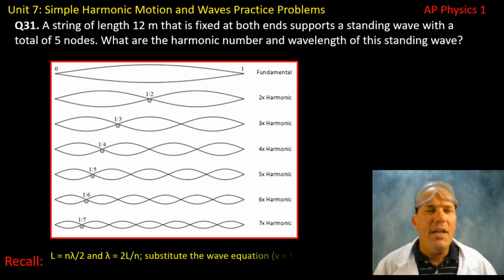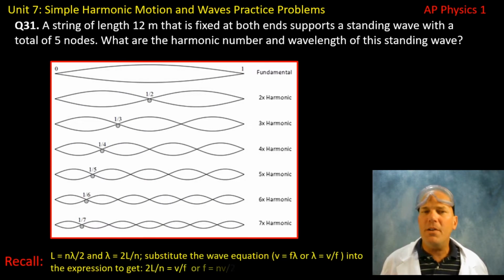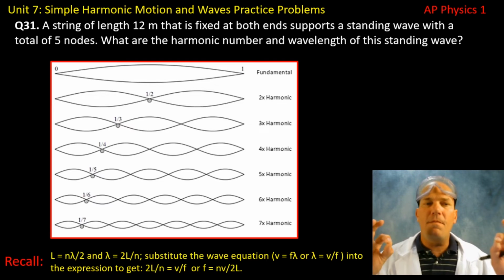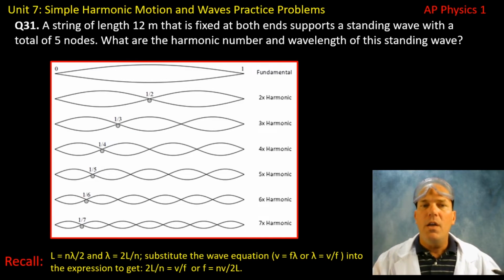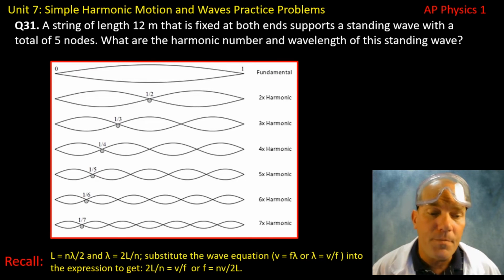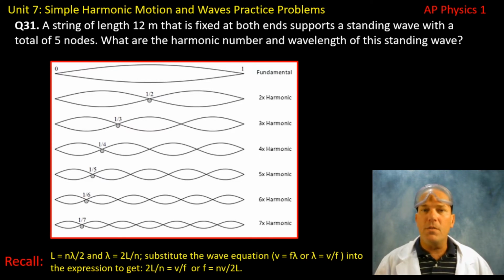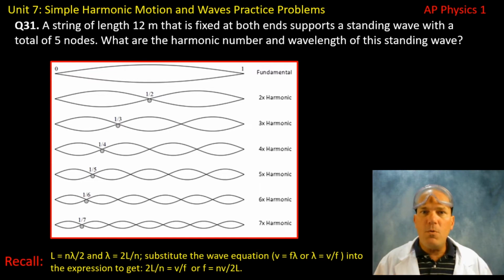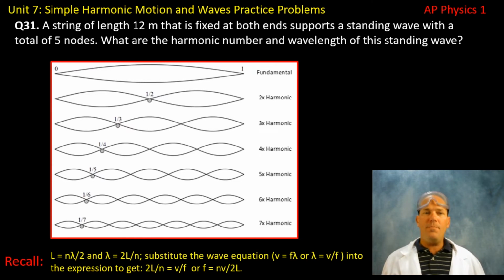Question 31. A string of length 12 meters that is fixed at both ends supports a standing wave with a total of 5 nodes. What are the harmonic number and wavelength of this standing wave? Again, recall several of our expressions that were derived in preceding facts on the problem set. I've also included a diagram here, a visual representation to help us solve this problem.